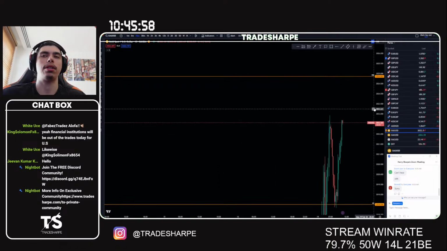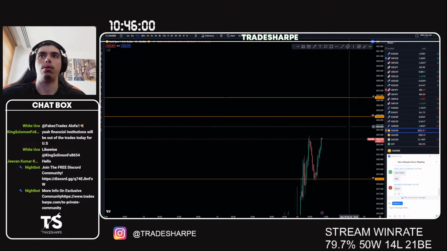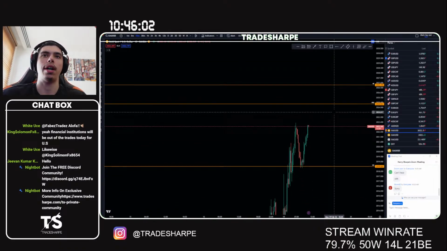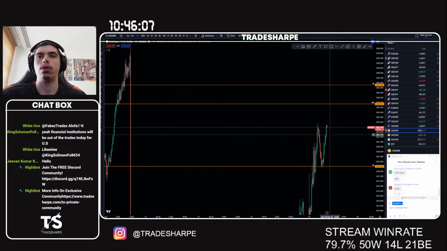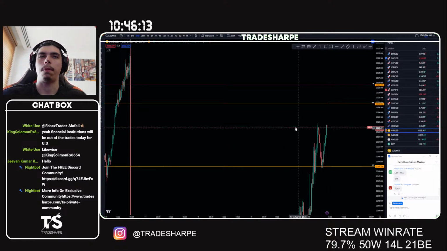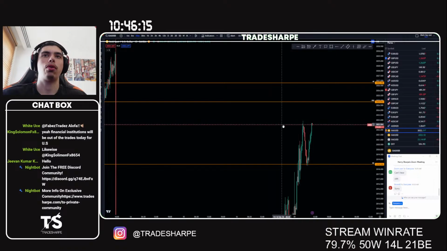That is where I'd expect price to go next, to 2024, 2025, if we can create some sort of support. So yeah, that's what I would be expecting. And that's basically it for gold and GJ.